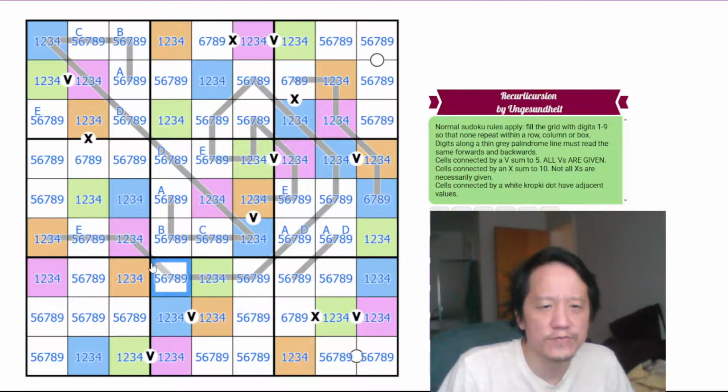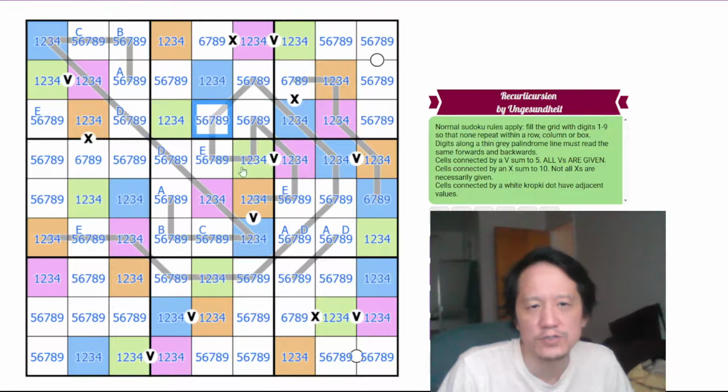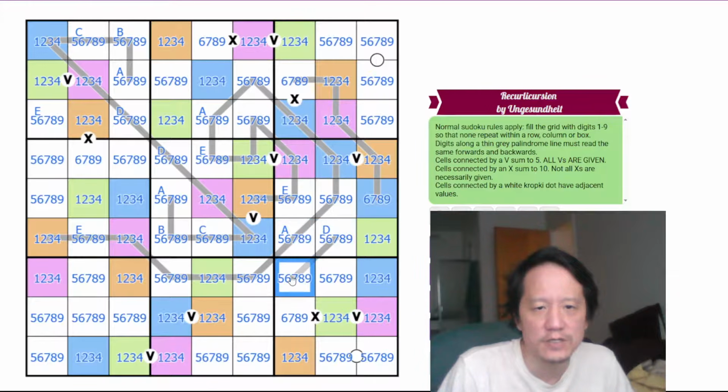1, 2, 3, 4, 5, 6, 7. That's 1, 2, 3, 4, 5, 6, 7. So this cannot be D because D is here. So this must be A, which means this can't be D. This is A. So this has to be D here, which makes that D there.